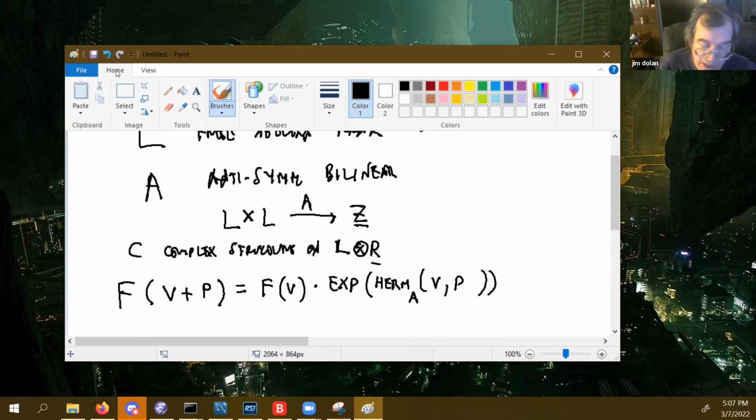Maybe it's even better if we do just the occurrence of V on the right. Just the one occurrence on the right. Because we're just saying, don't use the Hermitian inner product, but use the displaced Hermitian inner product. So we're saying the Hermitian inner product of V plus the displacement and P. But it's bilinear, so that just breaks up into those two separate Hermitian inner products. And one of them doesn't depend on V at all.